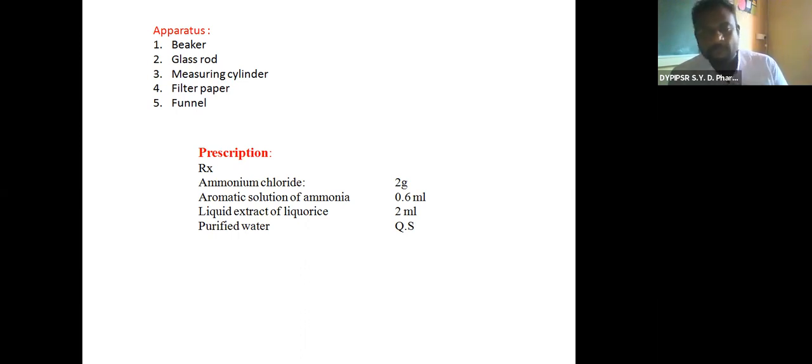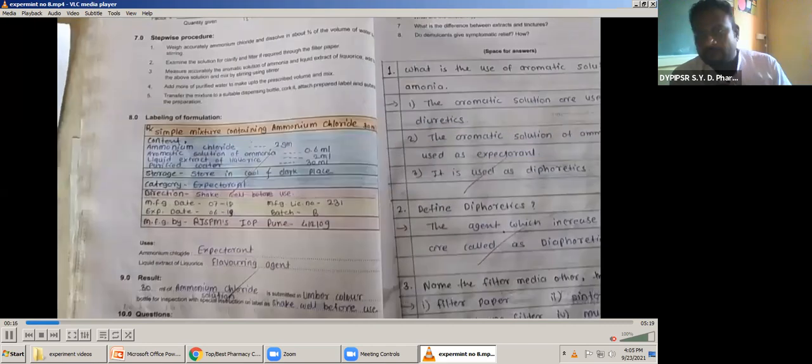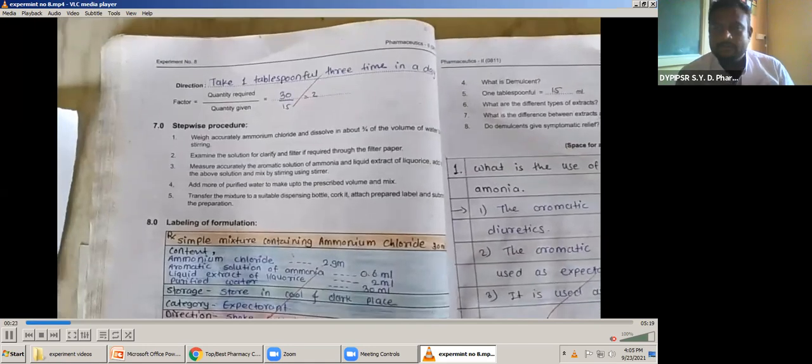After preparation of this particular mixture, whatever quantity we require, that much quantity we are going to make up with the purified water. So let us start with the experiment. As we can see here, the chemicals required are ammonium chloride, aromatic solution of ammonia, liquid extract of licorice, and purified water. Here the stepwise procedure is given and the factor is calculated, that is 30 divided by 15. The factor will be 2, and then we calculate the required quantity taken for this particular experiment.